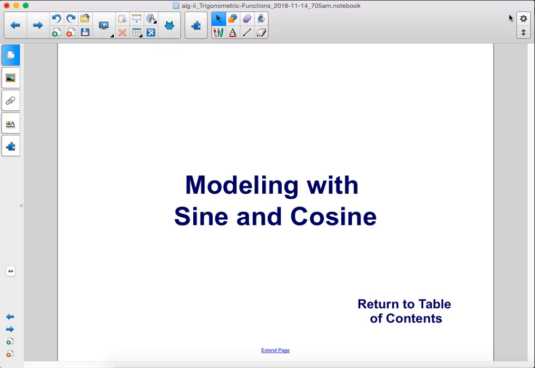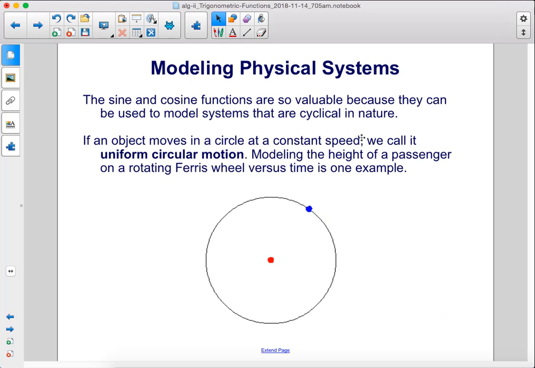Modeling with sine and cosine. The sine and cosine functions are so valuable because they can be used to model systems that are cyclical in nature. If an object moves in a circle at a constant speed, we call it uniform circular motion. Modeling the height of a passenger on a rotating Ferris wheel versus time is one example.